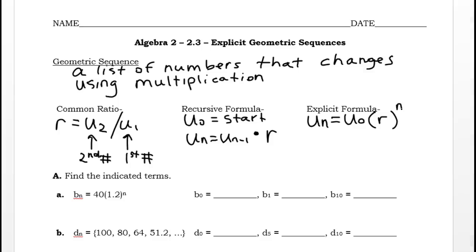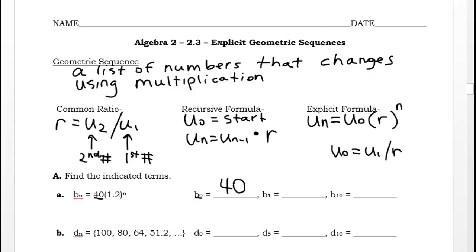And one little extra piece, if we're struggling to get u0, you can take the first term and divide it by the ratio. Since multiplying by the ratio moves forward in the sequence, dividing by the ratio would move backwards in the sequence. Okay, so we have an example here. The first example says find the indicated terms. We have the sequence b sub n is 40 times 1.2 to the power of n. So we're asked to find b sub 0, and that is already given to us because the 0 term is always in the explicit formula.